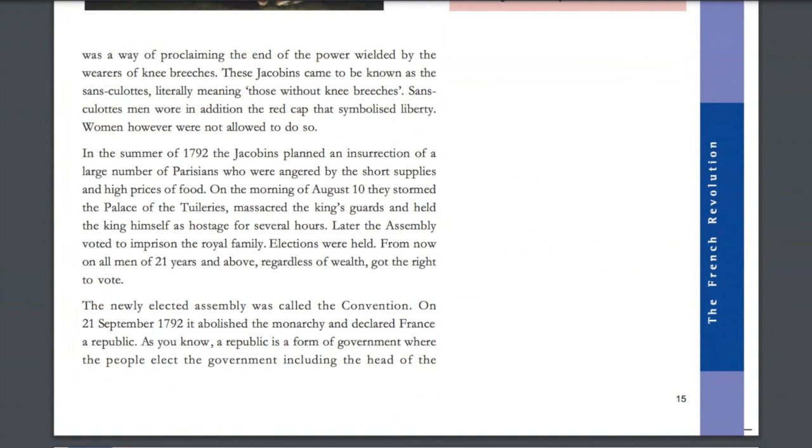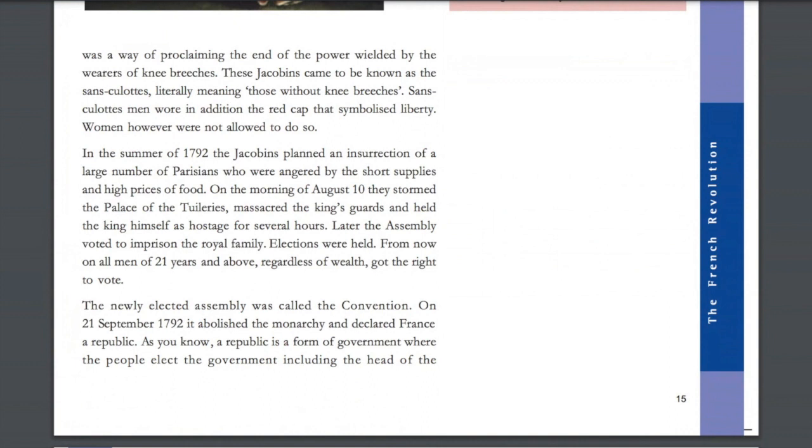In the summer of 1792, as soon as the National Assembly was coming into power and exercising it, the Jacobins planned an insurrection of a large number of Parisians who were angered by the short supplies and high prices of food. On the morning of 10th August, they stormed the palace of the Tuileries, massacred the king's guards and held the king himself hostage for several hours. The Tuileries was another palace, similar to Versailles.